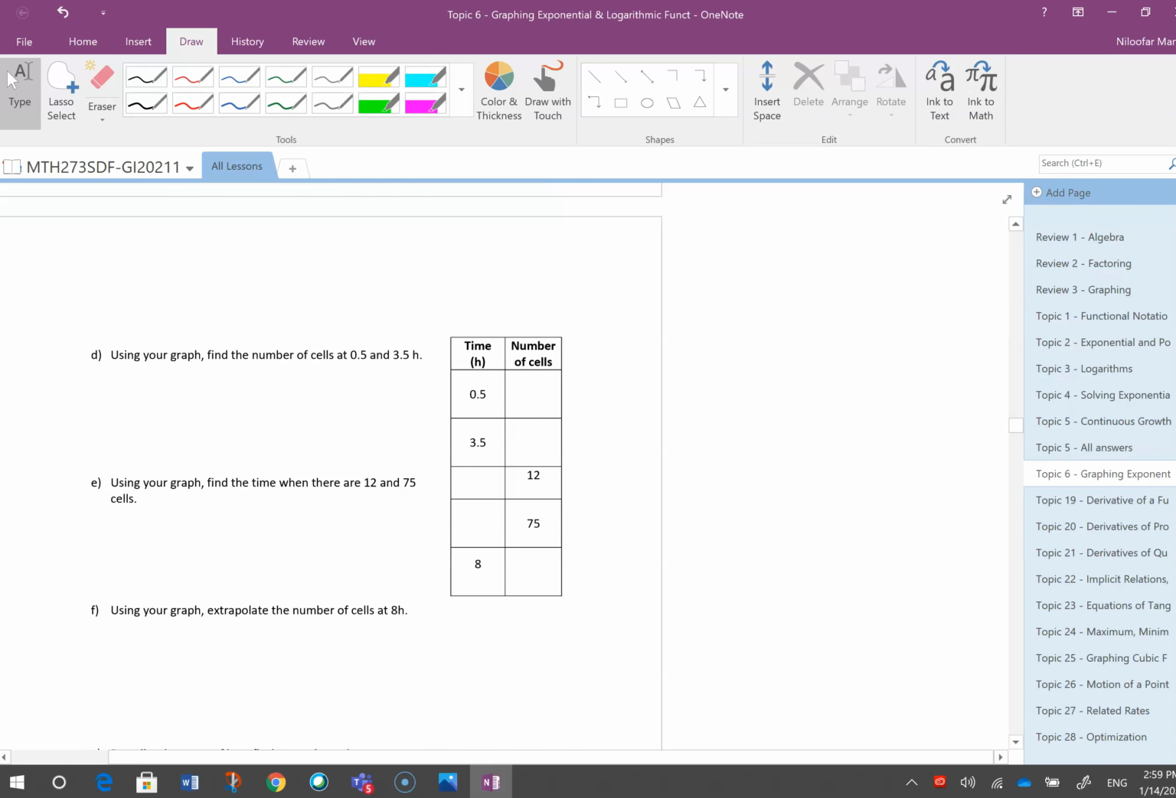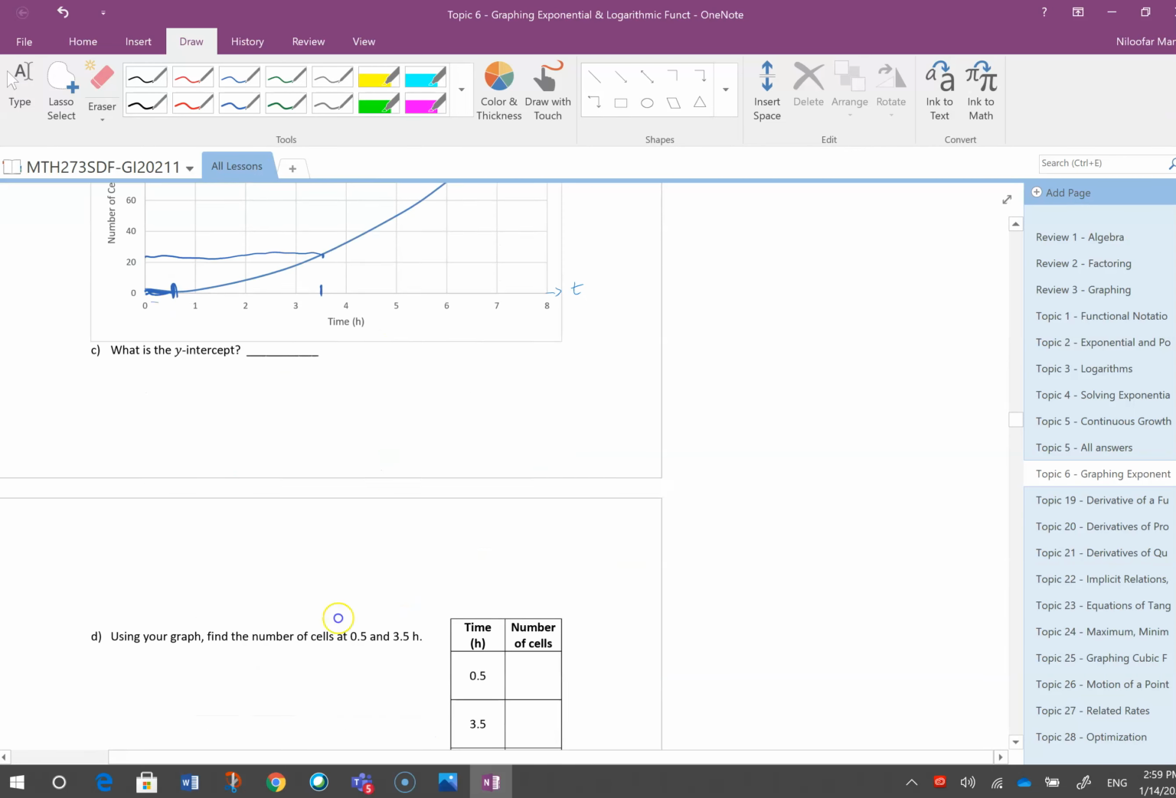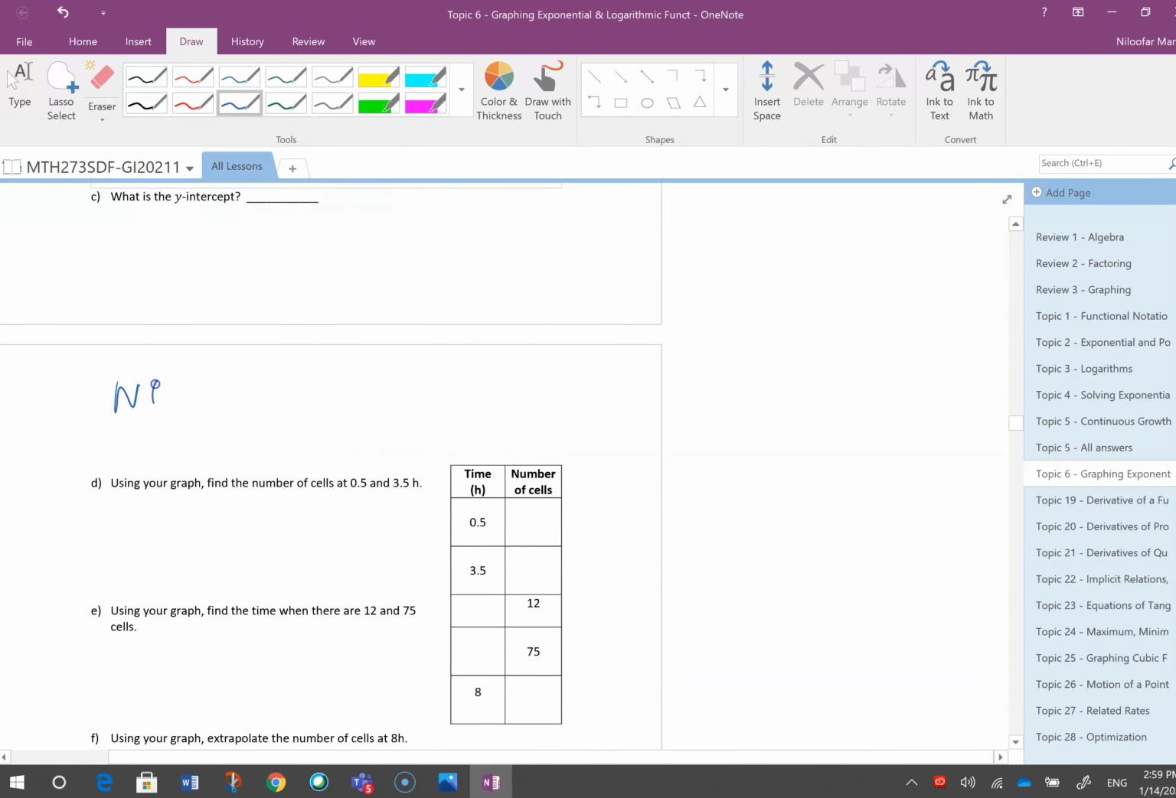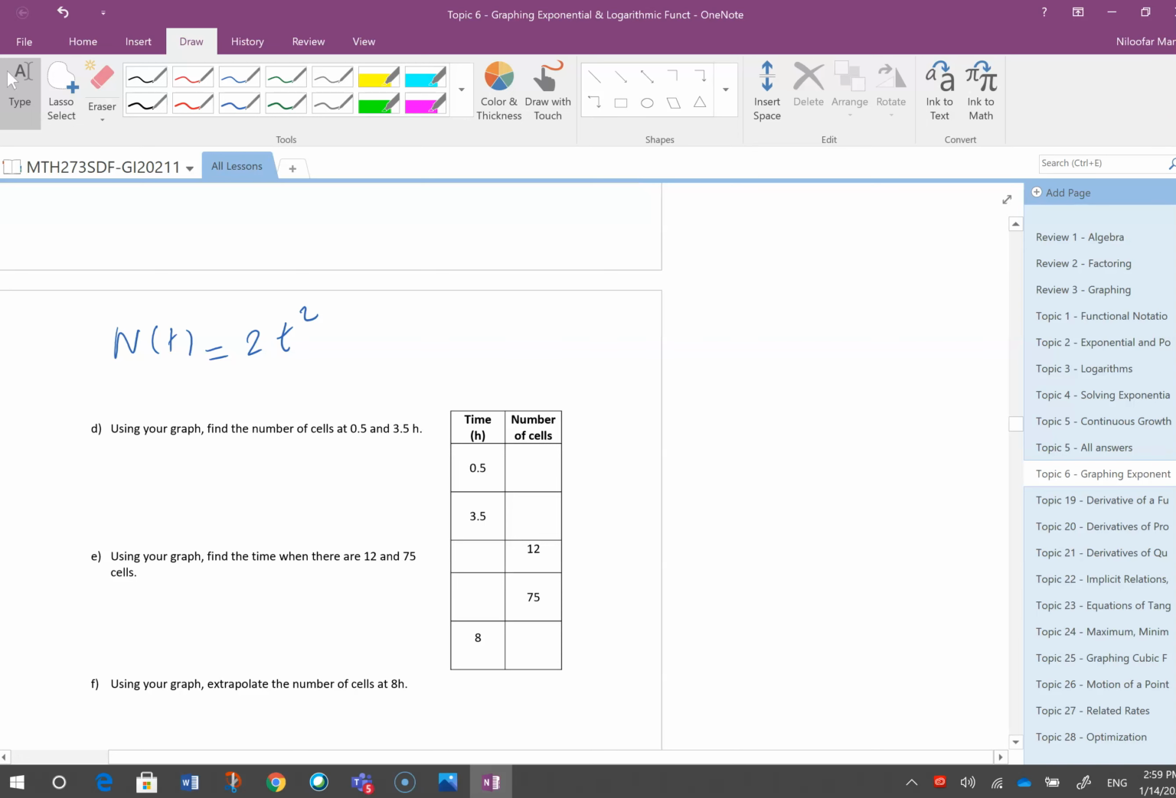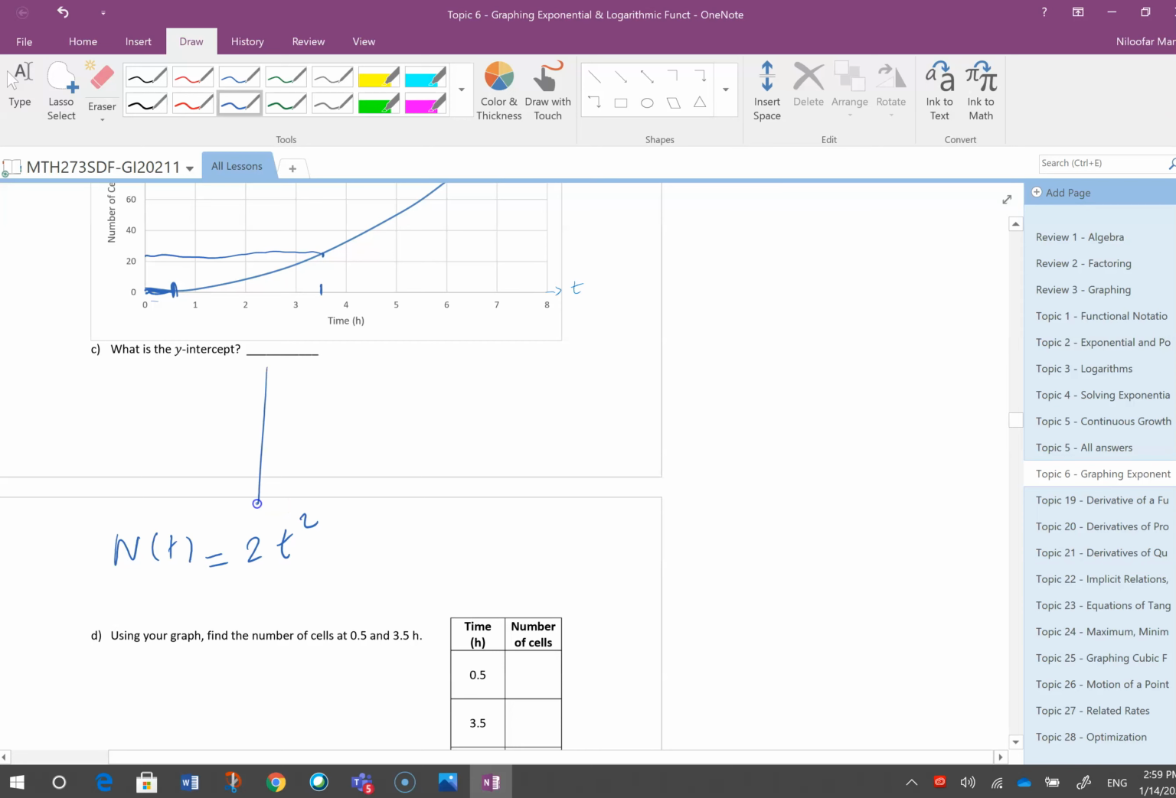In this case, I have the equation. The equation is here: N(t) = 2t squared. Here I know the equation. So what can I do here? What is the y-intercept? I use this and I know it is 0, because when I put t equals 0, N(0) is 0. But if I don't know the equation, that's hard to say from the graph.